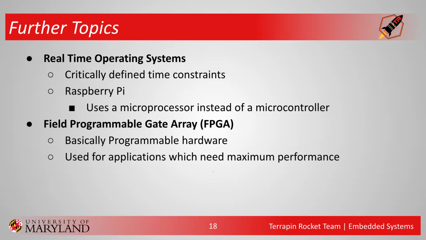An example of this is a Raspberry Pi. It can actually run a real-time operating system. And this is kind of like a step up from an Arduino. An Arduino uses something called a microcontroller, which essentially just runs one script at a time.